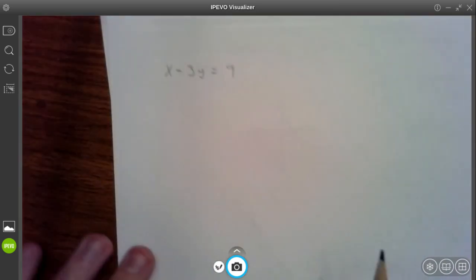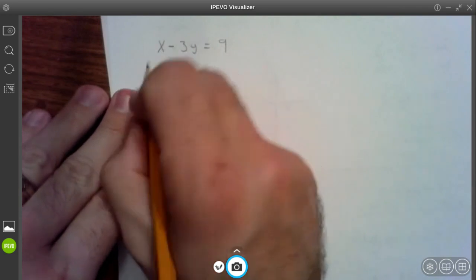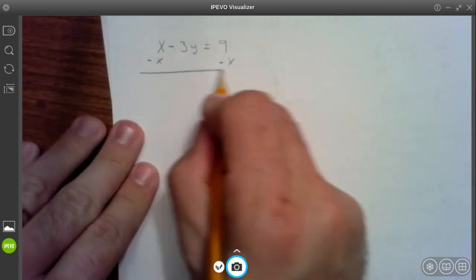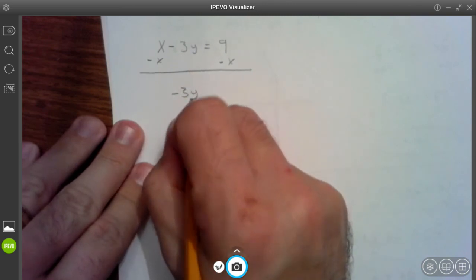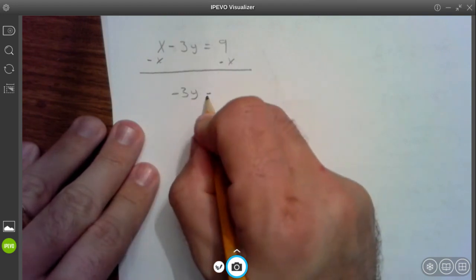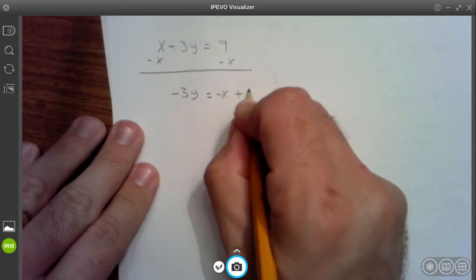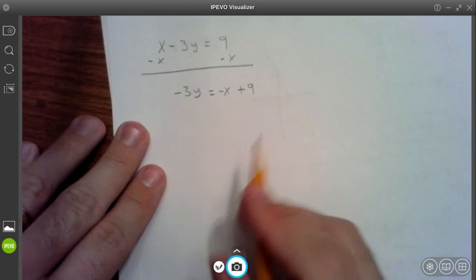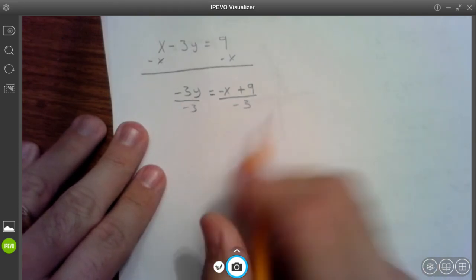All right, last one. We're going to move our x term over, so subtract x to make that happen. That's going to give me a negative 3y on the left-hand side. Make sure you bring down that sign with it. And it'll be negative x, positive 9, and then we're going to divide each of these by negative 3. Divide by negative 3.